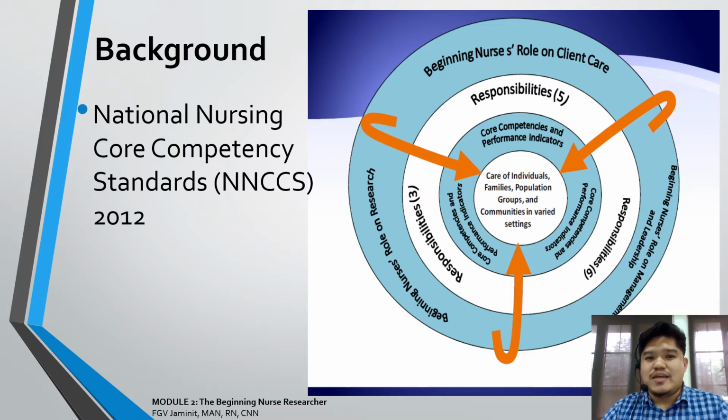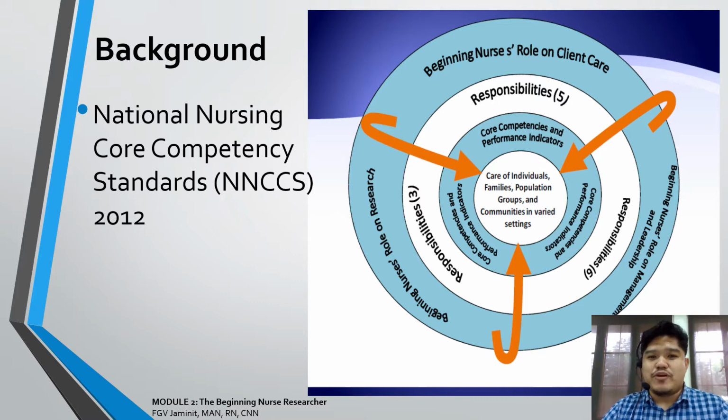Thus, in the year 2005, as an output of the key project of the Board of Nursing with the resolution of 112 series of 2005, they promulgated the core competency standards of nursing practice in the Philippines.